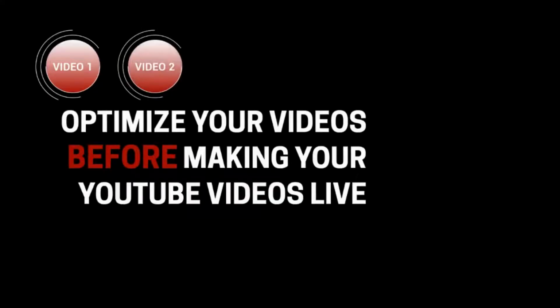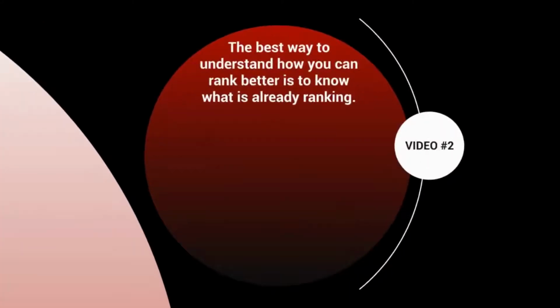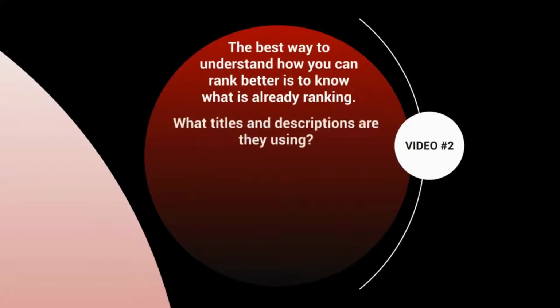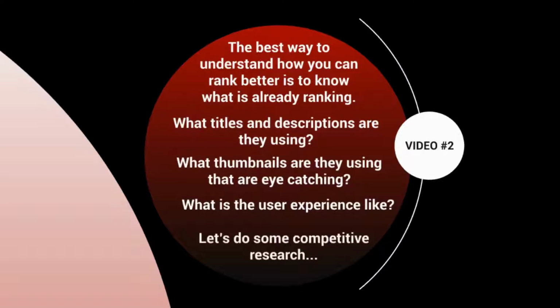Hello and welcome back. This is video number 2. So let's talk about competitive research. You see, the best way to understand how you can rank better is to know what is already ranking in your niche or your market. So what we want to do here is analyze the videos that are on top. And I want you to specifically look at what titles and descriptions they are using, what thumbnails they are using that are eye-catching, and what the user experience is like when you click through those videos. So let's go ahead and do some competitive research.